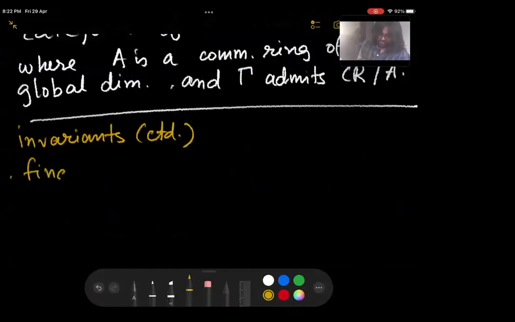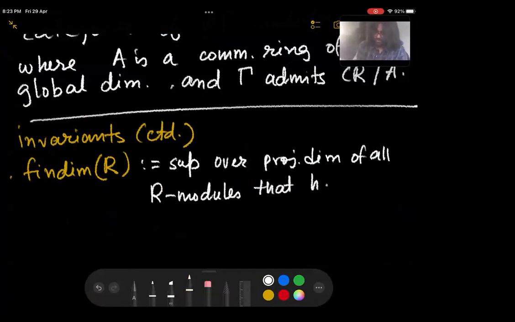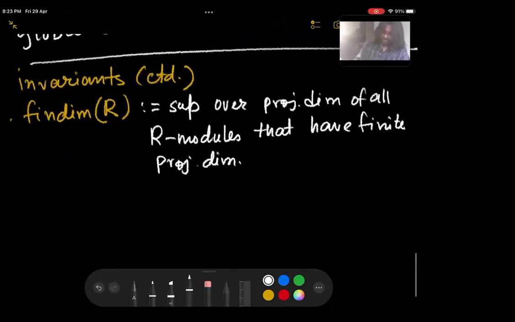So one is the finitistic dimension for any ring. Again, this is quite common. So this is the supremum over the projective dimension of all R modules. Again, note that R doesn't need to be commutative. R doesn't need to be anything. Any ring is fine. Supremum over the projective dimension of all R modules that have finite projective dimension, I mean, as R modules. This is a very widely studied quantity in representation theory.